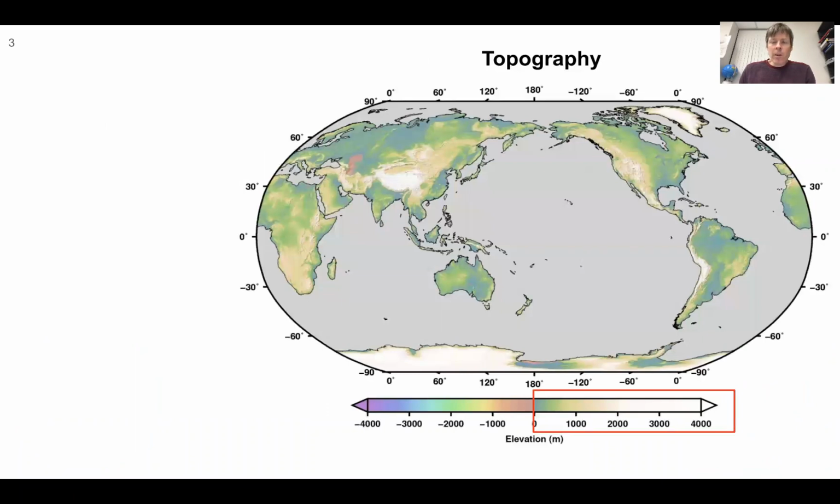We start with a familiar map of the world. This is showing topography. So elevations that are above sea level, with greens being closest to sea level, going into the whites, which are highest above sea level. We're looking at basically the familiar map of the continents of the world.